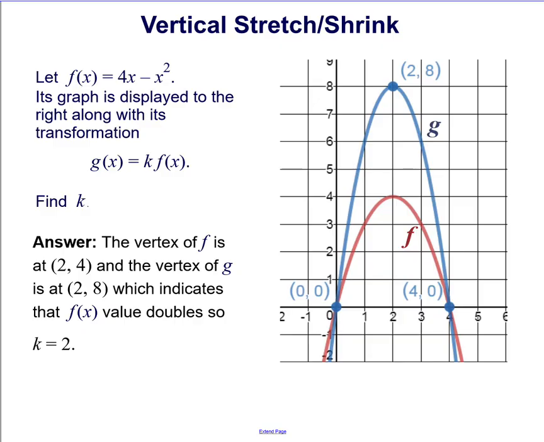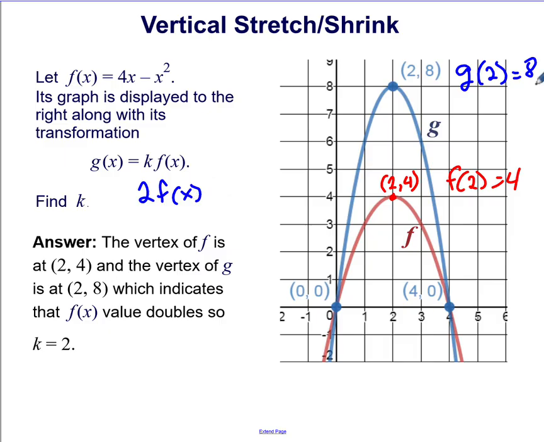It's not clearly stated, but indirectly we see that the vertex is at 2, 4 right here, which means that f of 2 is equal to 4. And g of 2 is equal to 8. Since the value doubled, we know that g of x is equal to some number times f of x, so g of x must equal 2 times f of x, since the value of f of x doubled going from here to here.